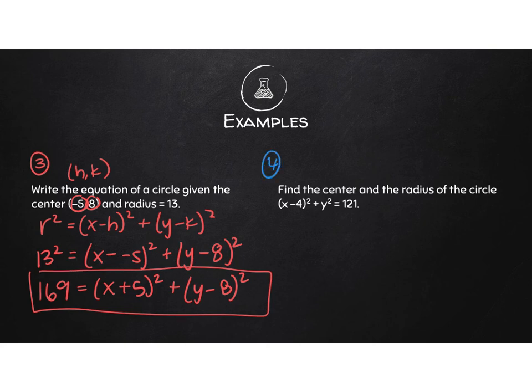Let's look at number 4. Find the center and the radius of the circle. So let's start by looking at the radius. Remember, this is r squared. Square root of 121 is 11. And we need to look at our center. So I can see that the x value here is 4. If I need to find the y value, all I see is y squared. But let's recall that y squared, I could call that y minus 0 squared because that's the same thing. So the y value or the k value of the center is 0.